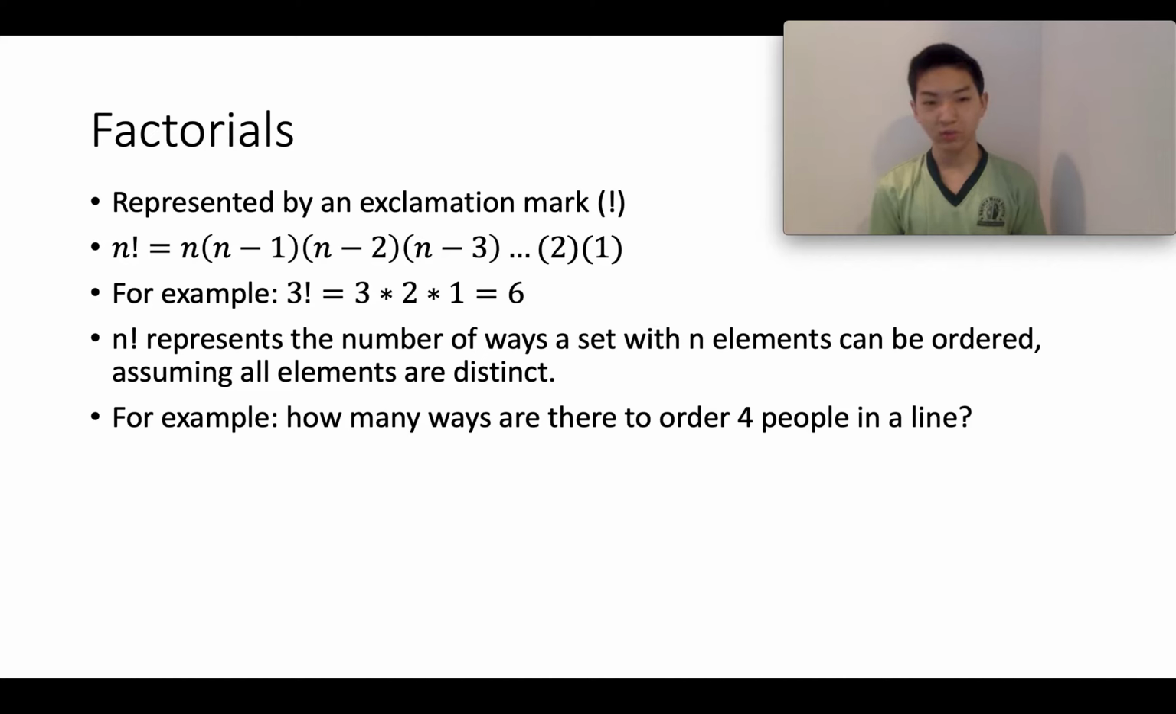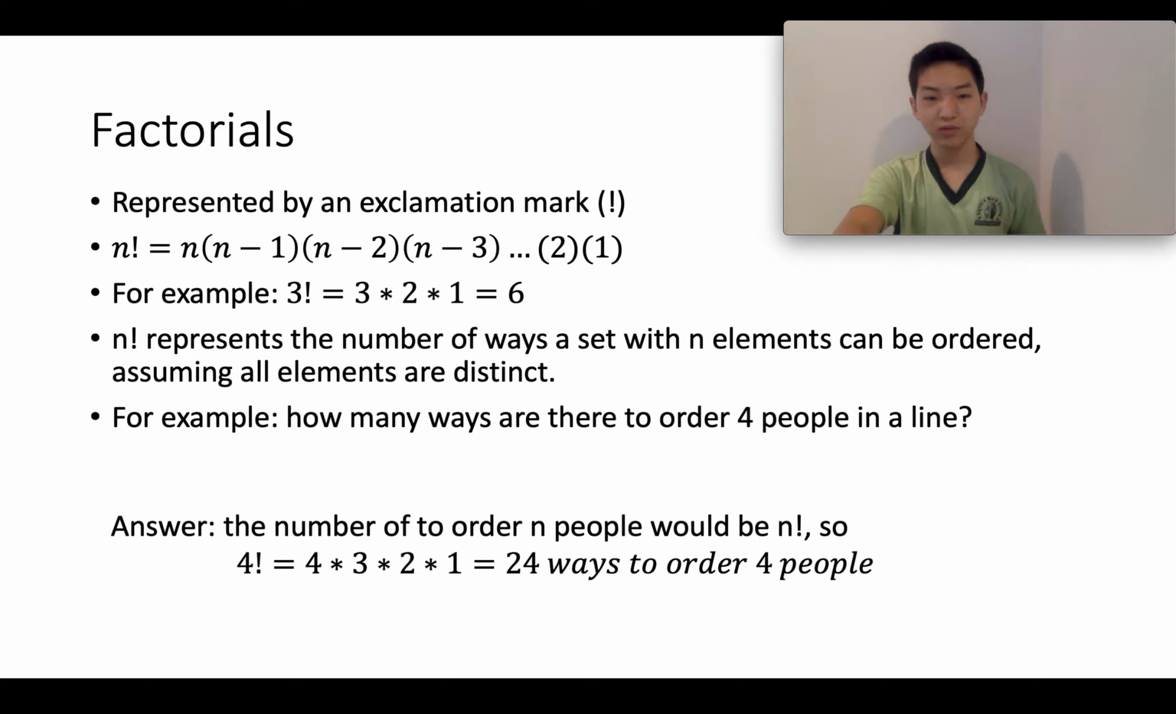So n factorial represents the number of ways a set with n elements can be ordered, assuming all elements are distinct. So for example, how many ways are there to order 4 people in a line? Well, the number of ways to order n people will be n factorial. So there would be 4 factorial, which is equal to 4 times 3 times 2 times 1, which is equal to 24 ways to order 4 people in a line.